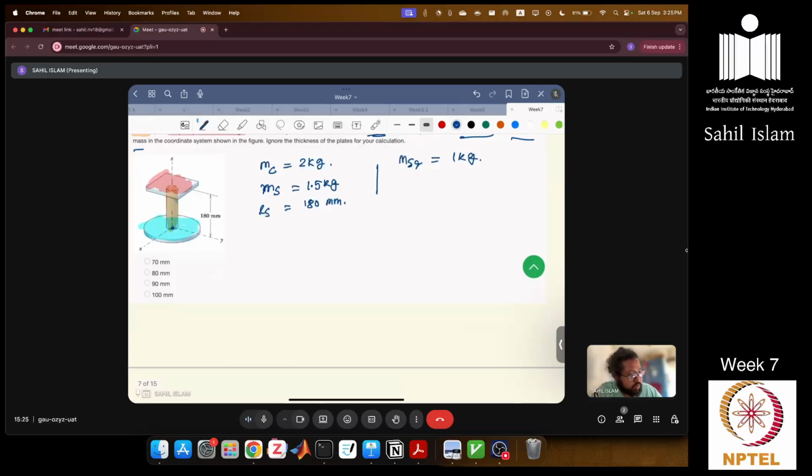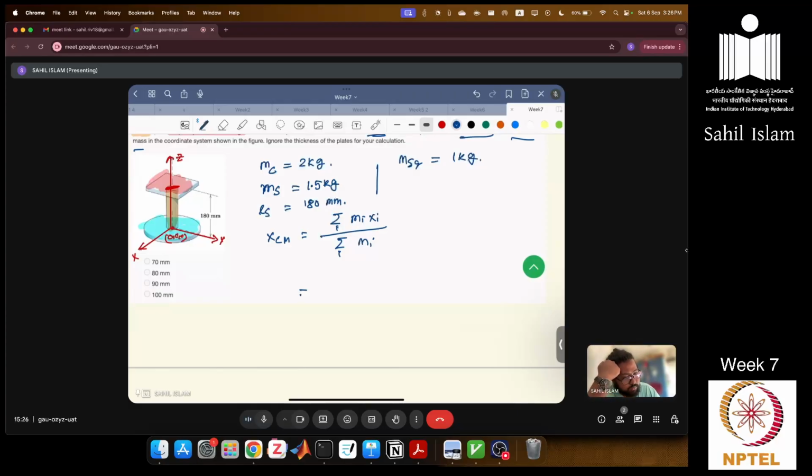So one thing we notice is that this is our origin, so these are our coordinate axes. This is x, this is y, and this is z. So this is 0 0 0, and this is the length Ls, which is 180 millimeter. Now we have to calculate the center of mass. So x cm, we all know, is the sum of moment of mass divided by the sum over all the masses. We have 3 objects and 3 masses.